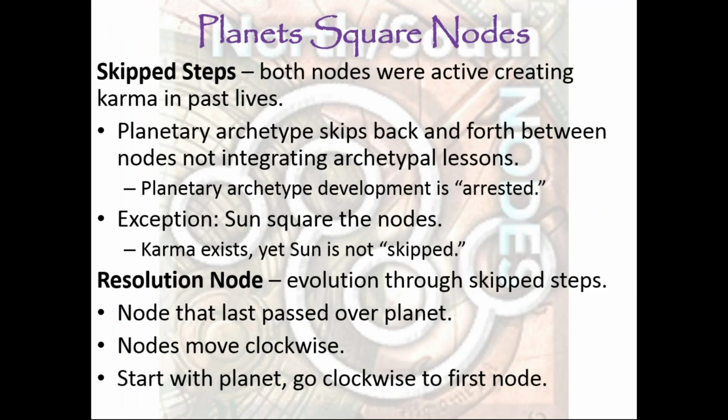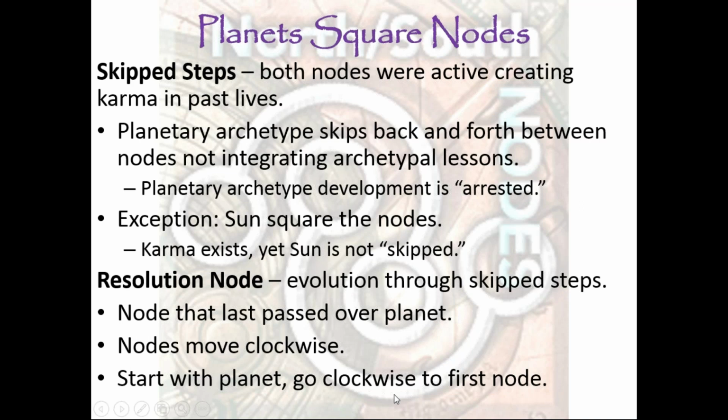So now, here it is again in bullet point language. The planet will skip back and forth between the nodes, not integrating its lessons. We're going to look at Neptune and everything we looked at here earlier. In other words, that planetary archetype's development is arrested. The resolution node is how we're going to evolve through the skip steps. It is the node that last passed over the planet. Here again, start with the planet, go clockwise.